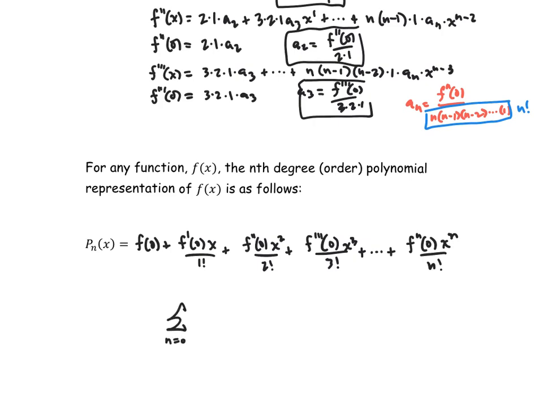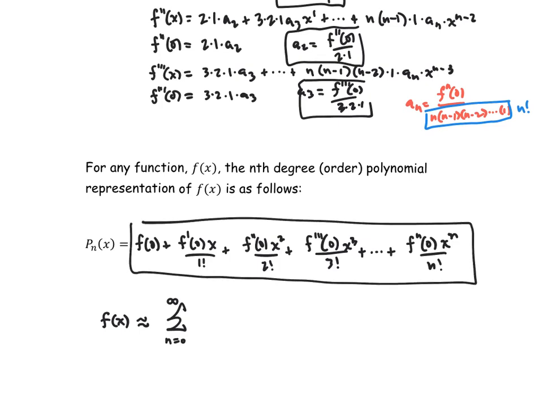Let's go from n equals 0 up to infinity. This would be a representation of f of x. f of x will be approximately equal to the summation, which will be a sum of these terms, which will be the nth derivative evaluated at 0 times x to the nth over n factorial. So f of x can be represented by a series.